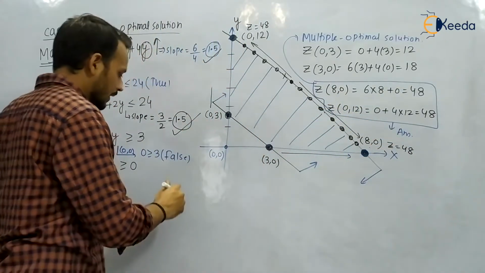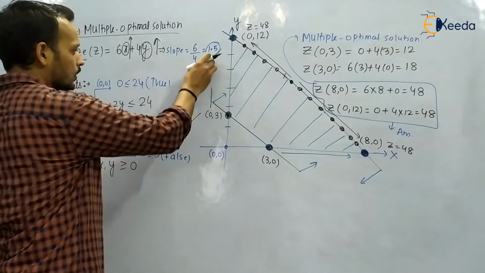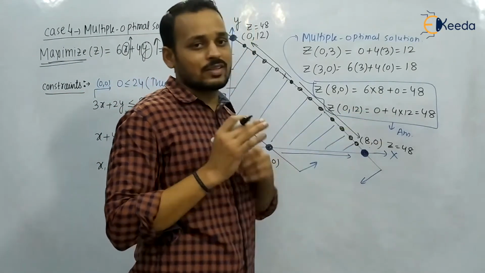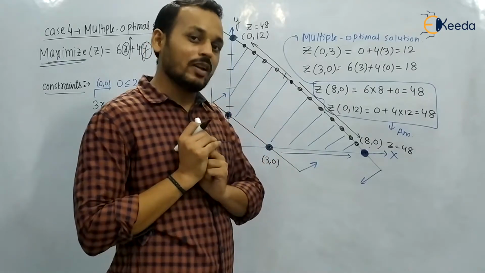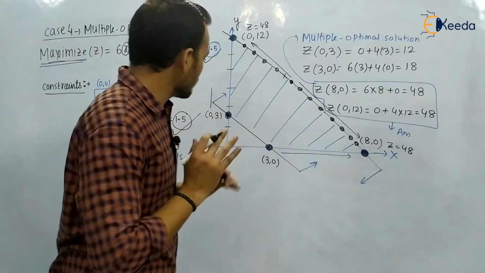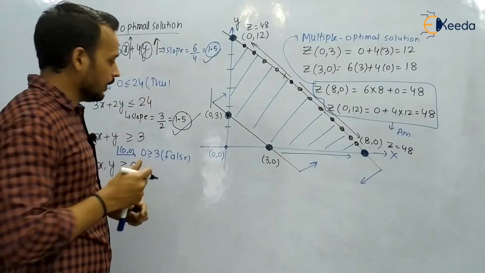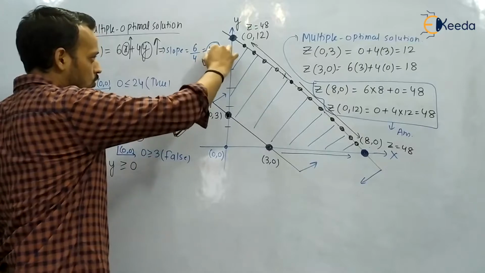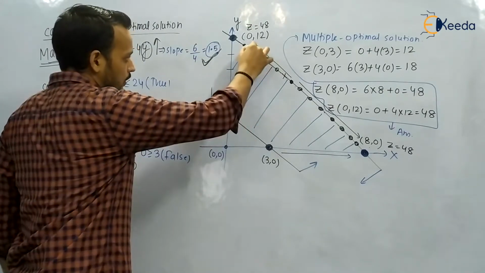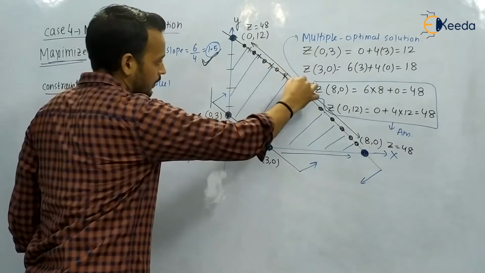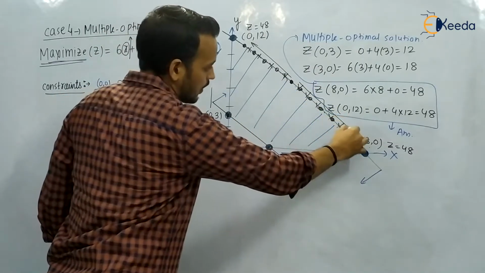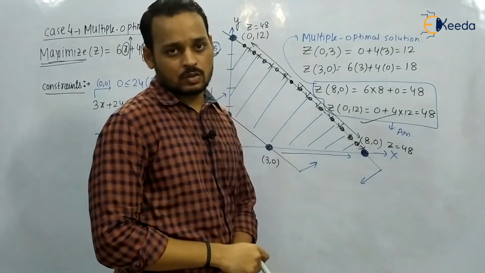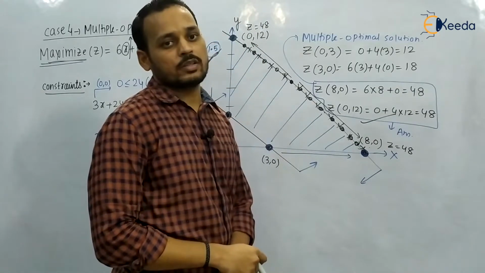So we can say that if the slope of any of the constraints becomes equal to the slope of the objective function, then the solution is multiple optimal. Again I am repeating, since the slope of the constraint becomes equal to the slope of the objective function, each and every point of this constraint is going to provide the same optimal solution. Hence the solution is multiple optimal in nature.